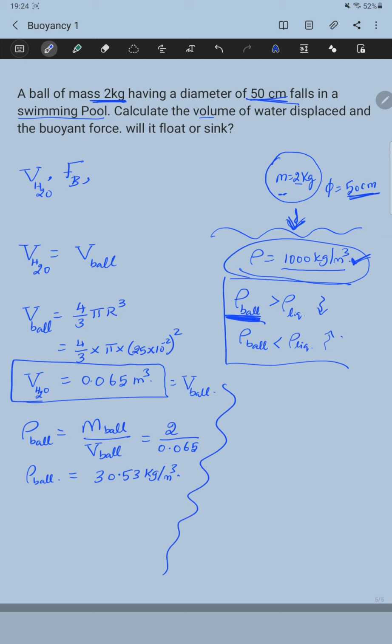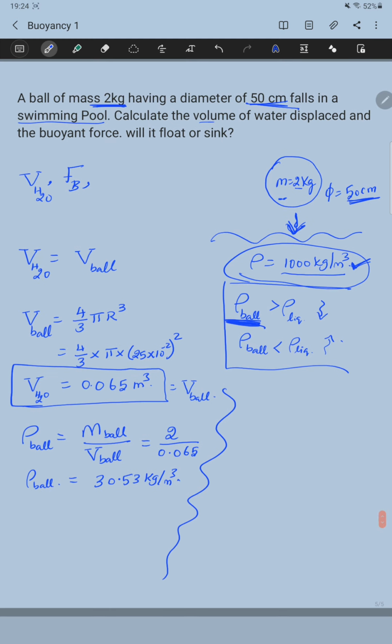Now my question is, what is the force with which it will float? Otherwise, what is the buoyancy force? Buoyancy force FB equals, what is the formula? Do you remember? It is the density of the fluid minus the density of the object, times g times v, where g is the gravitational acceleration, 9.81 meters per second square, and v is the volume. So let us calculate.